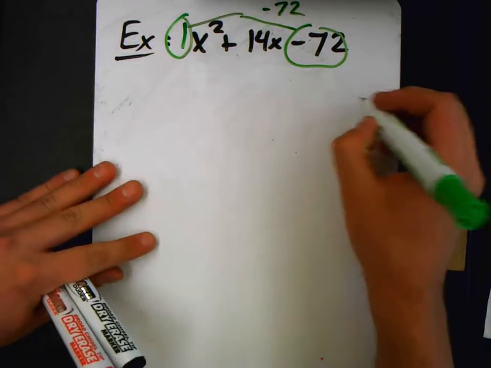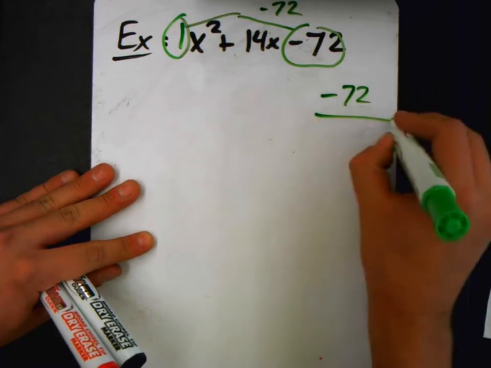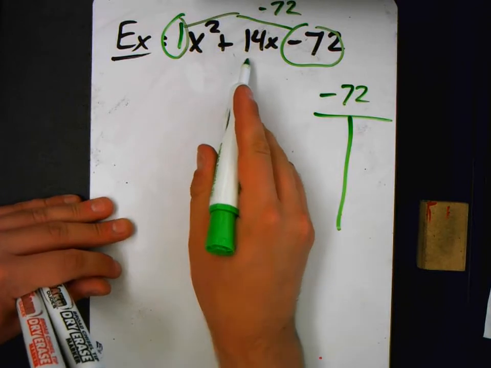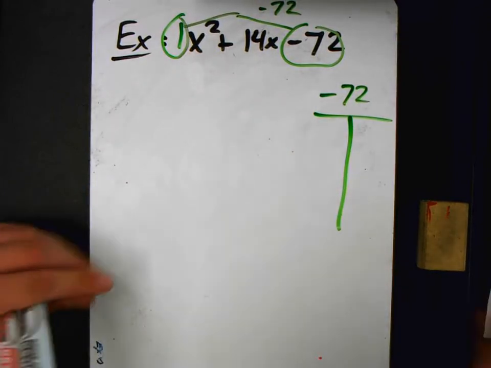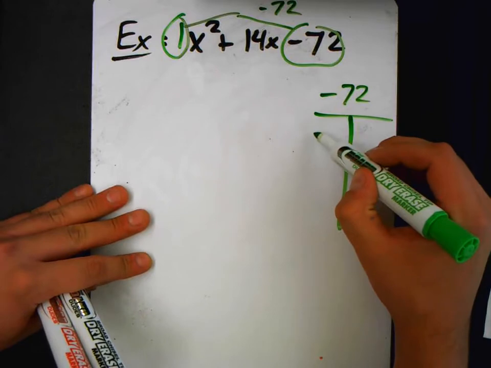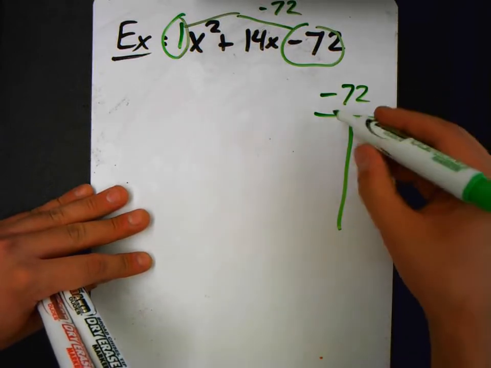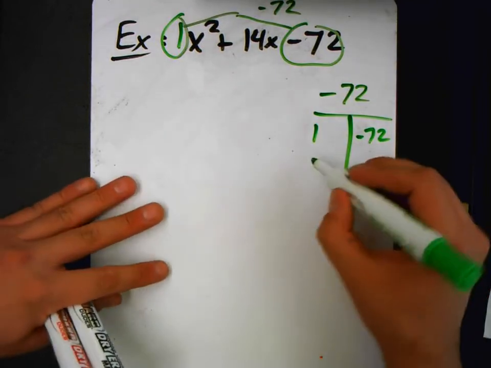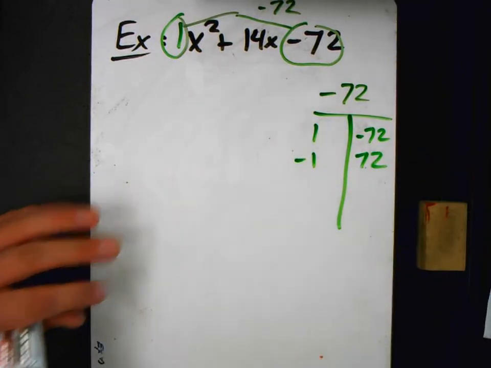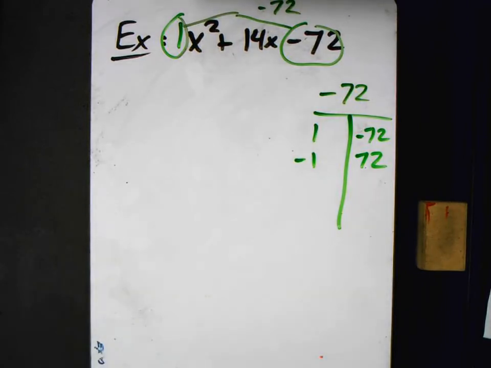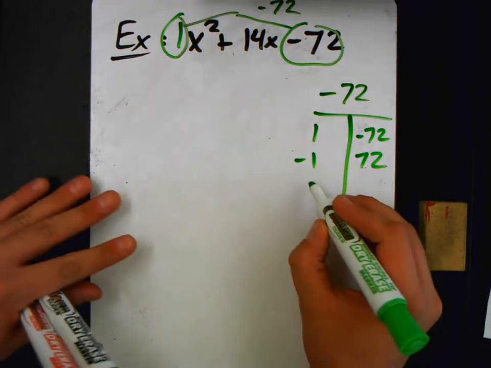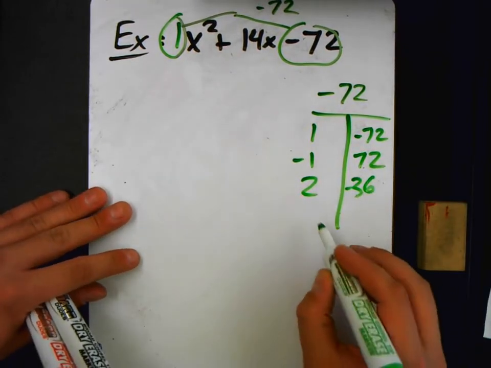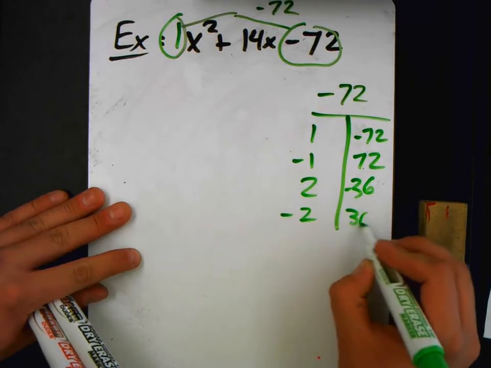I then want to find factors of this number that add up to equal my term in the middle. Factors of negative 72 that add up to equal 14. And since I have a negative number, one of them must be positive, the other one must be negative. The easiest one is 1 and negative 72. Then we also have negative 1 and 72. 72 is even, so I can take 2 and negative 36, negative 2 and positive 36.